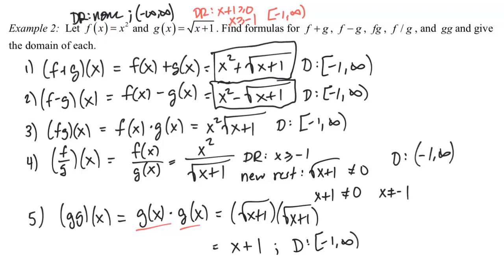Even though x plus 1 looks perfectly normal, like it wouldn't have any restrictions, the fact that it's made up of two functions that have restrictions means that those domain restrictions carry over to the new function.